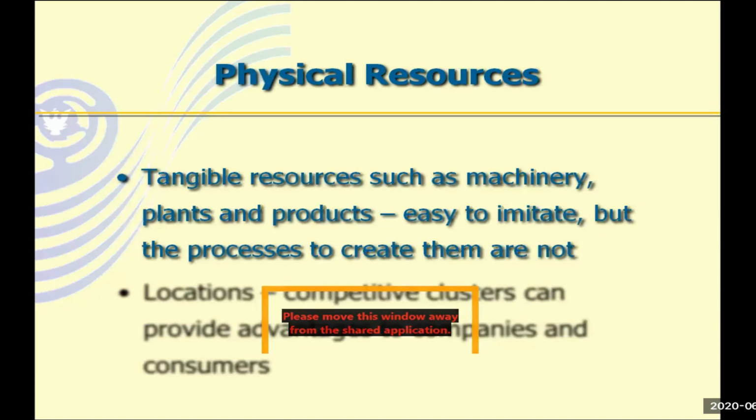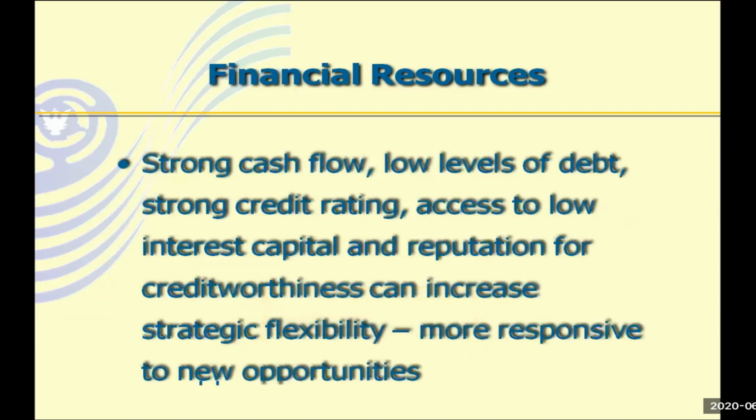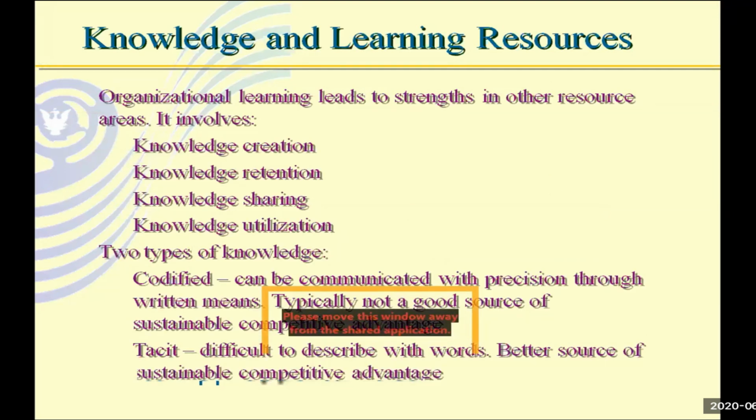Then you have the physical resources, which we've talked about: plant, machinery, locations. We have financial resources, which are basically cash flows, level of debt, credit rating, capital. All these are kinds of resources that are very, very important to the organization. We also have knowledge and learning resources. We have knowledge creation, knowledge retention, knowledge sharing, knowledge utilization, which is basically called knowledge management, or KM, in business. Very, very important.